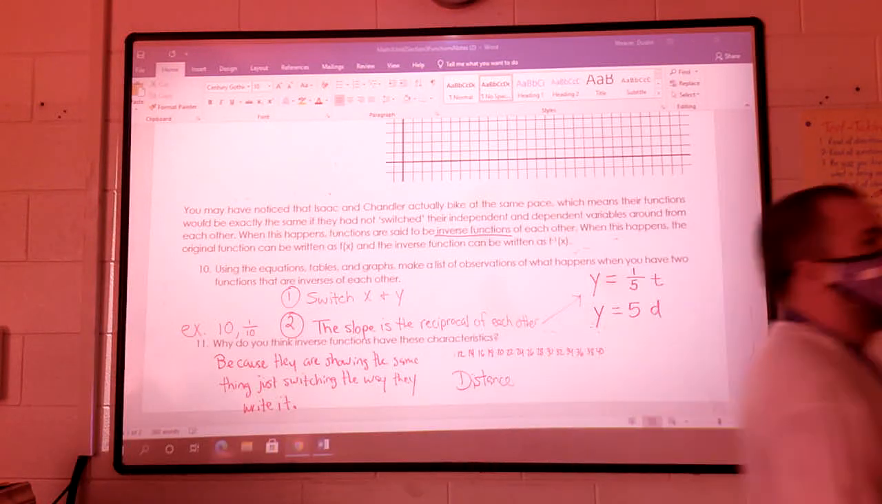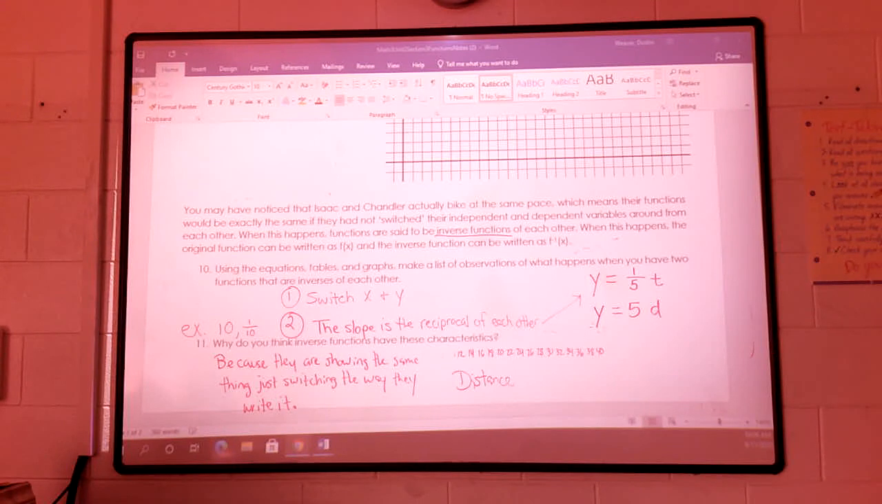They go the same pace. They were able to go 1 mile in 5 minutes. They both go 12 miles an hour. But Chandler writes it differently than Isaac writes it. So we just switch the x and y. Both of those graphs actually show us the same thing. They show us that in an hour they can go 12 miles, but they show it to us in a different way.